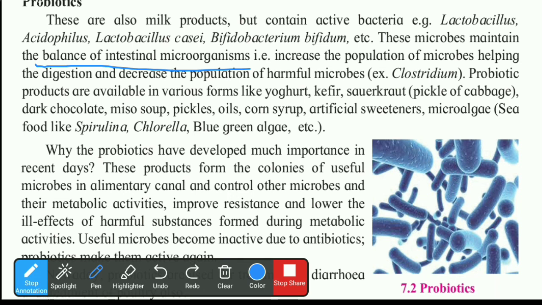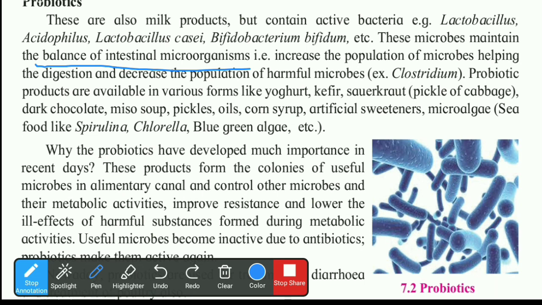There are certain harmful microbes like Clostridium. Clostridium is a microorganism which harms human beings, and it is present in the soil. We studied in ninth standard that Clostridium has certain harmful effects on living organisms, like human beings.